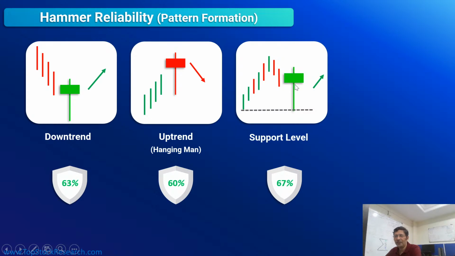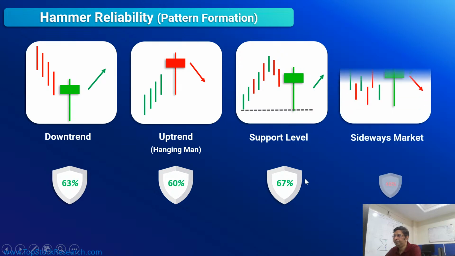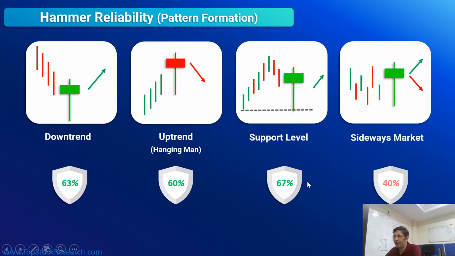Retracing from a support level can be any of the support levels: a moving average, Fibonacci, or basically a simple trend line. Any of these things are there, it is retracing. It should validate your support level and give you better confidence. Reliability increases here. Number 4, if it is a sideways market, right?